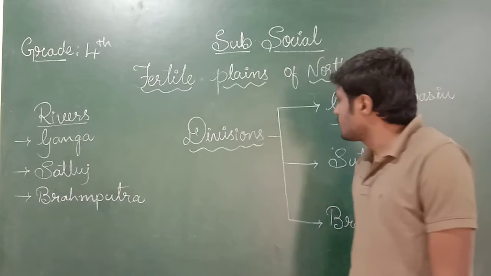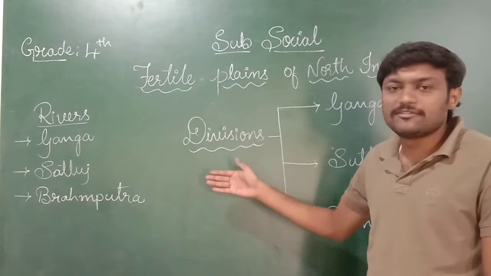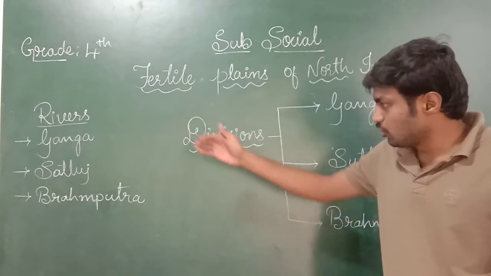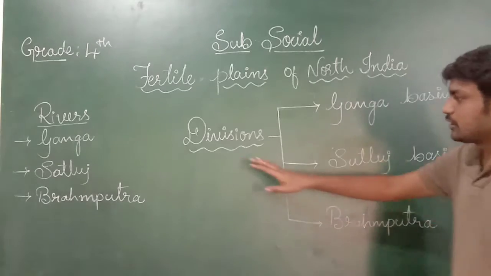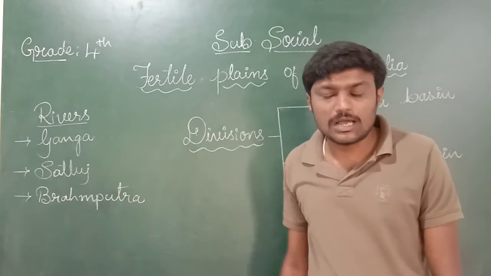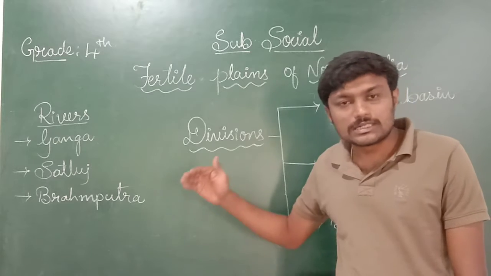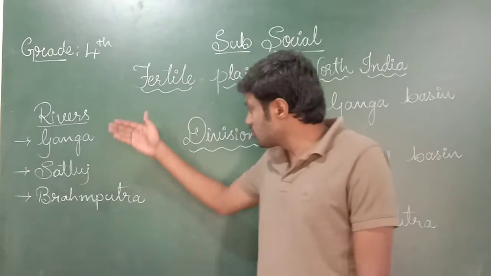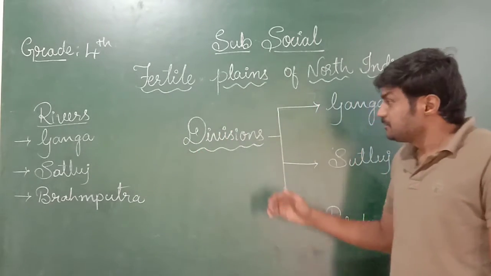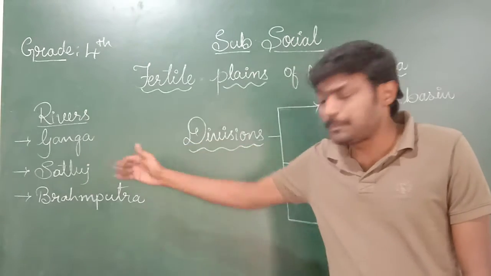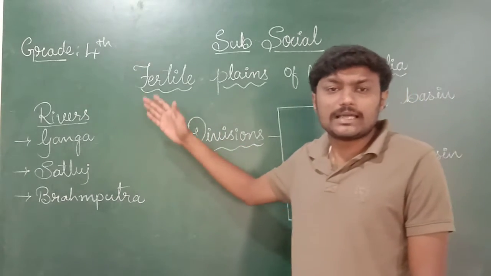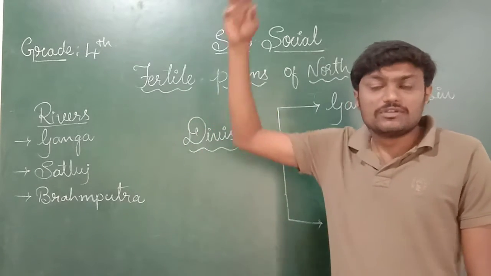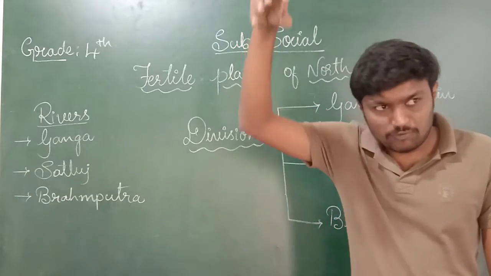Geographically, the fertile plains of North India are divided into three different parts on the basis of the rivers which flow in those regions. These are the three important rivers: Ganga, Brahmaputra, and Satluja. These are three perennial rivers which take birth in the Himalayan ranges and flow to the plain areas. Some of these rivers are fed by glaciers which melt in the summer, or they flow with the rainfall.